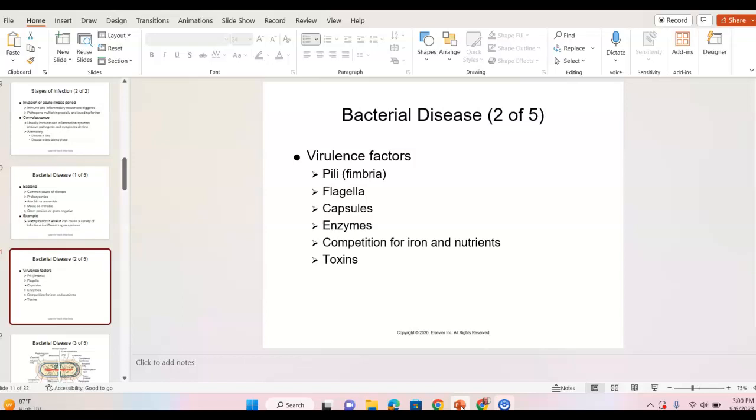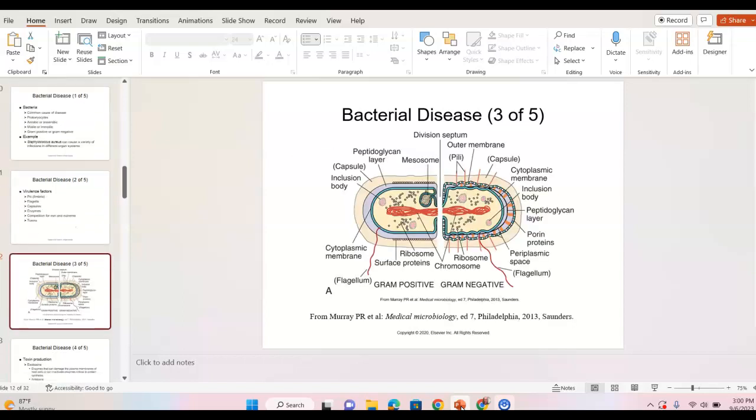A capsule is the outer structure of that cell that can either break down easily so the cell can infect the surrounding agents or not. Bacteria can have enzymes. Enzymes are substances that facilitate chemical reactions in the body. So these bacteria can have more enzymes, which can facilitate these reactions. They can compete for iron and nutrients in the body, which is bad because our bodies need those substances. And they can have toxins that can be released that can affect the surrounding structures.